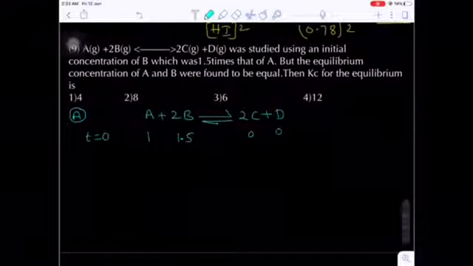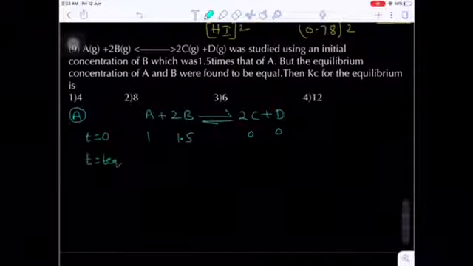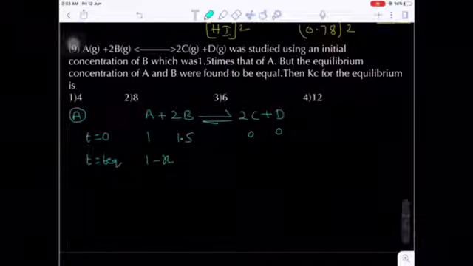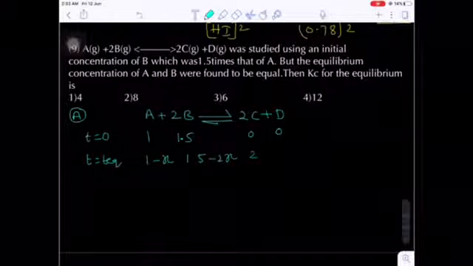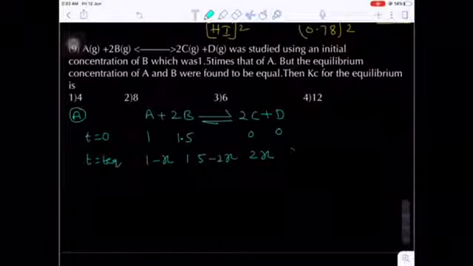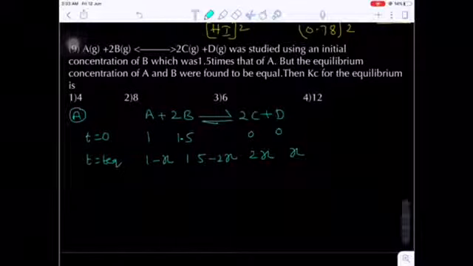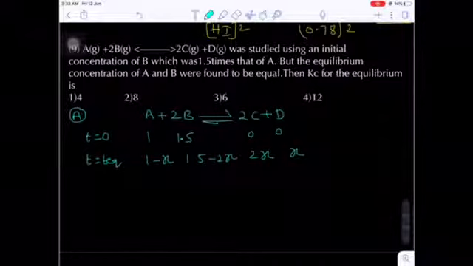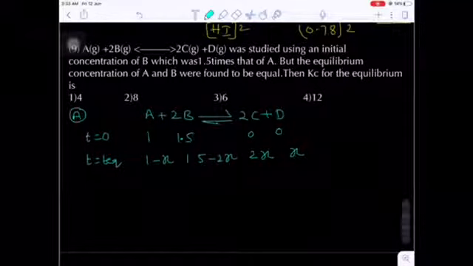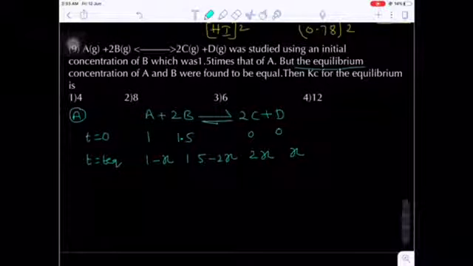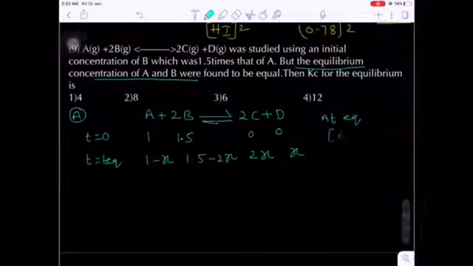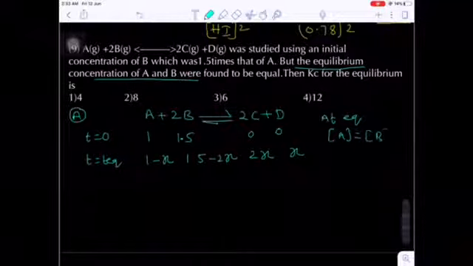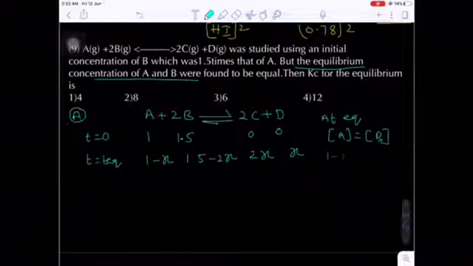This will be the initial condition. When the system attains equilibrium, let's suppose x moles of A dissociated, according to which 2x moles of B decompose, according to which 2x moles of C and x moles of D will be formed as per their stoichiometry. Now how to find the x value? There is one piece of information given to you: at equilibrium, the concentrations of both A and B were found to be the same.